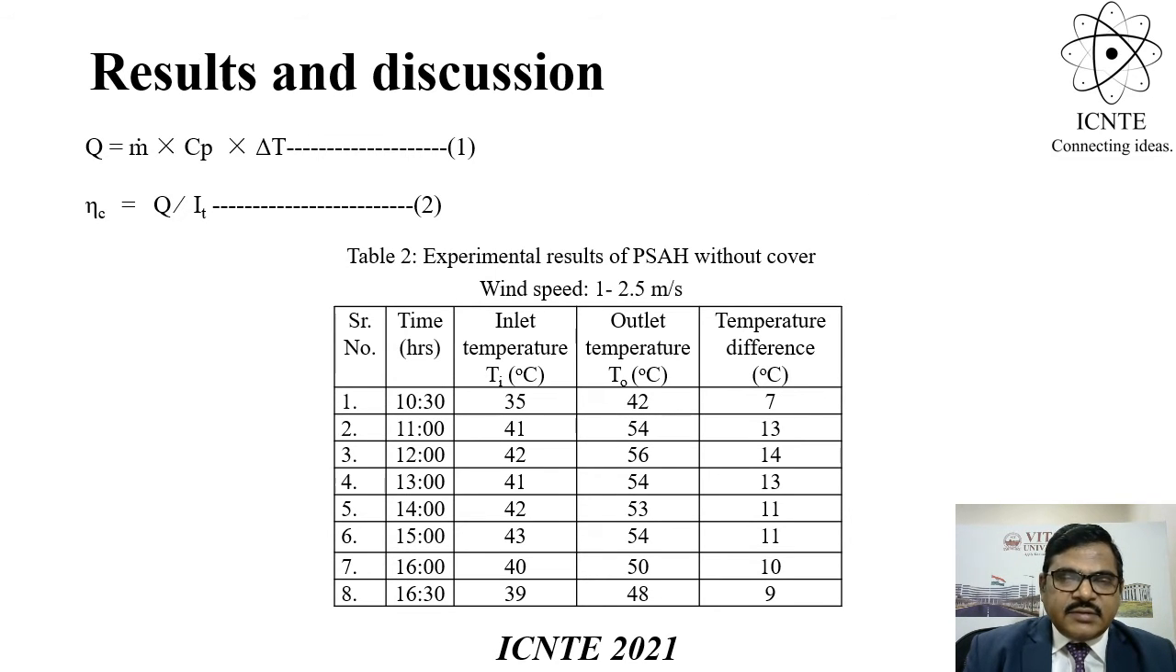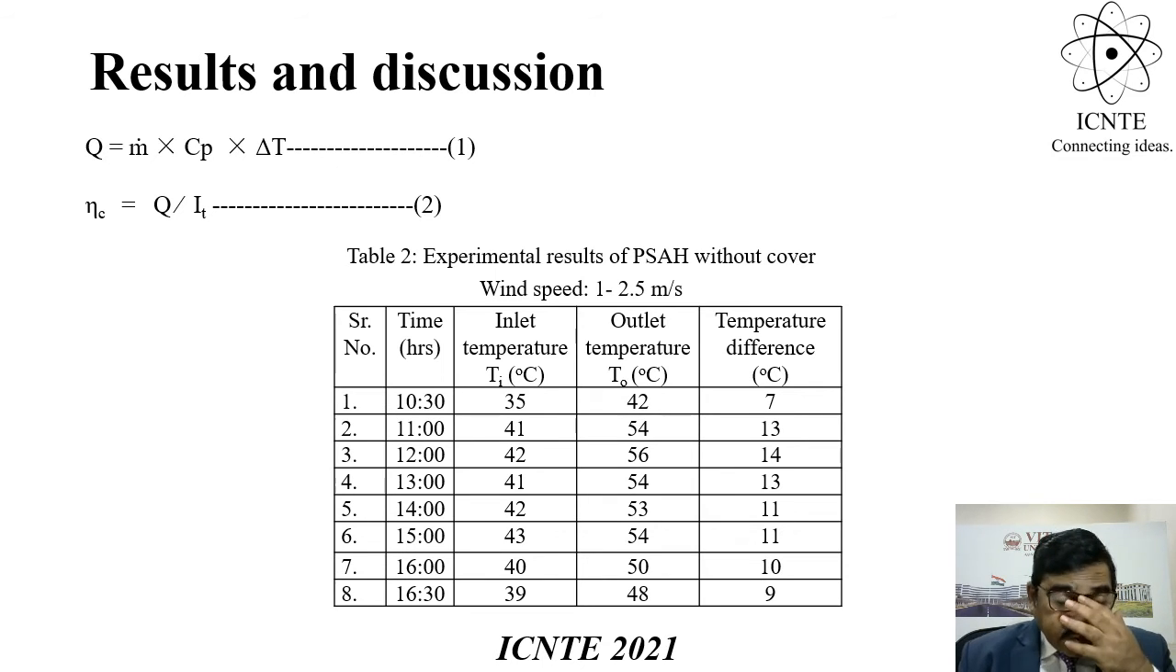Results and discussions. Here you can see the readings. The first set of readings are without cover. We have not used any top cover, and without top cover we conducted the experiments. At that time we recorded the wind speed as maximum 2.5 meters per second. It was varying from 1 to 2.5 meters per second.